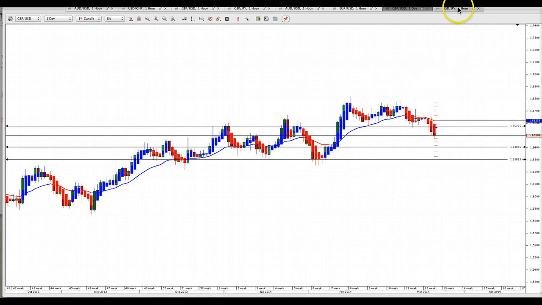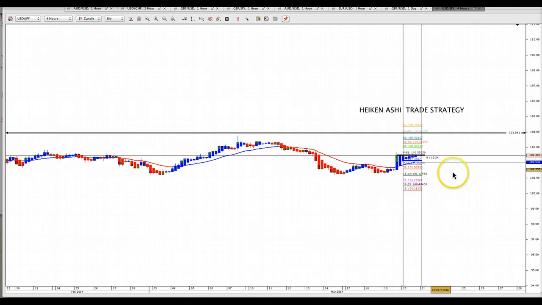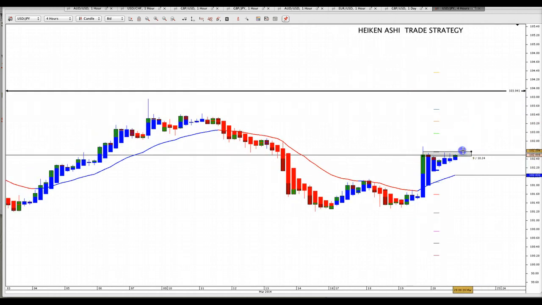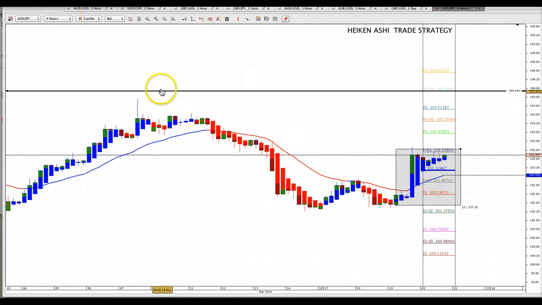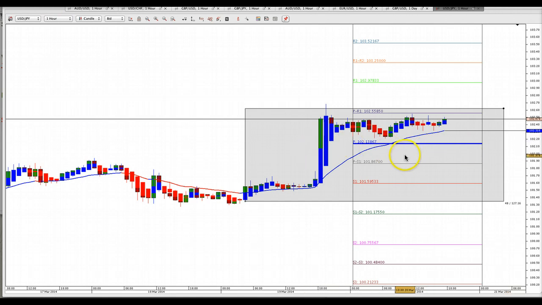Okay, so let's go over the Heiken Ashi trade strategy. What I typically do with Heiken Ashi is look at a 4-hour chart. That's the first thing I do. Let's make this a little bit bigger so you can see what I'm talking about. On the 4-hour chart, if the market's in an uptrend, I just highlight the blue candles. Then I scroll down to the 1-hour chart, and I take trades in the direction of the 4-hour chart.